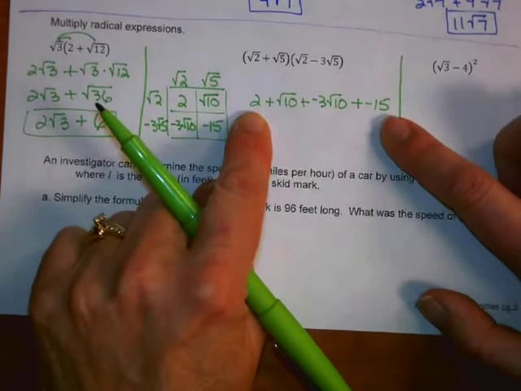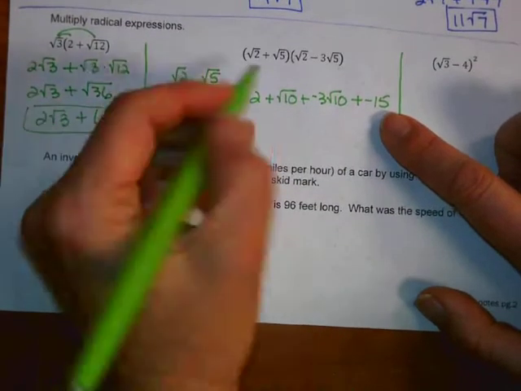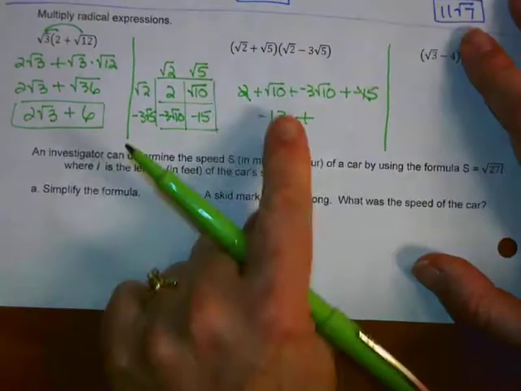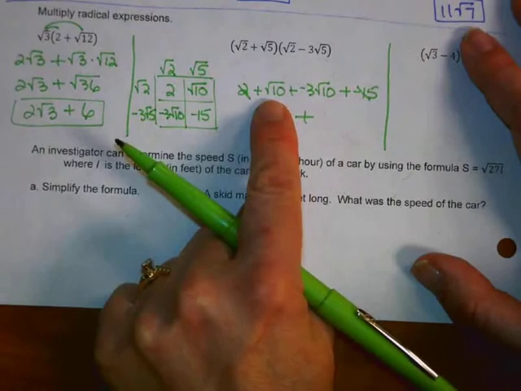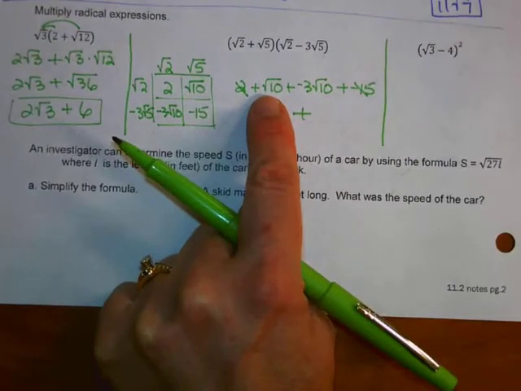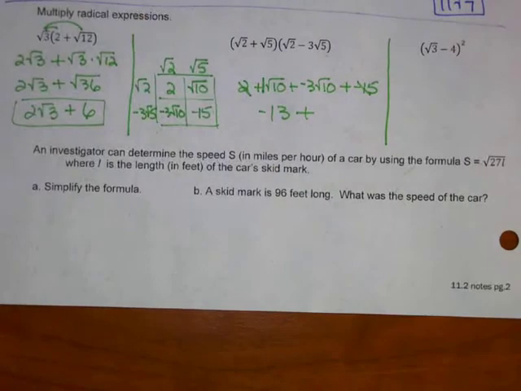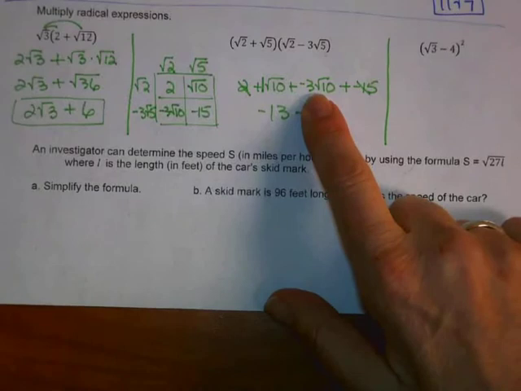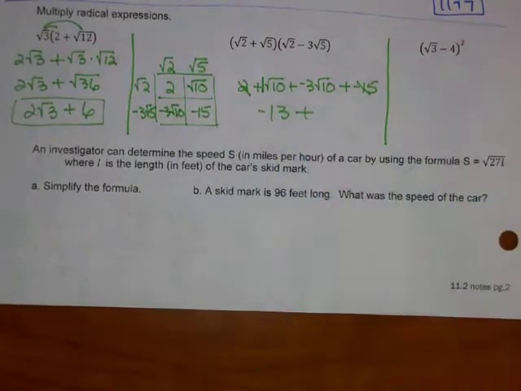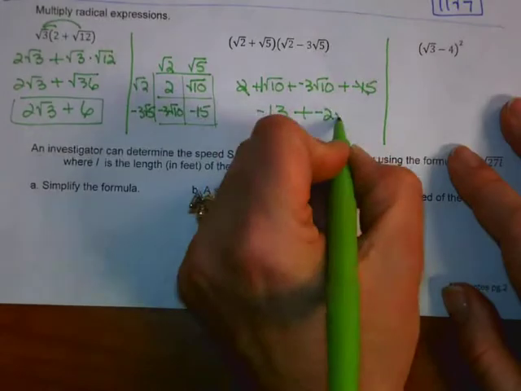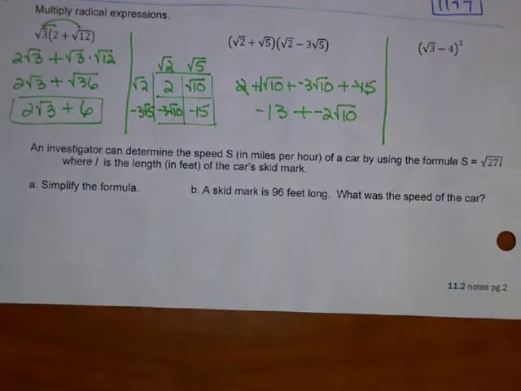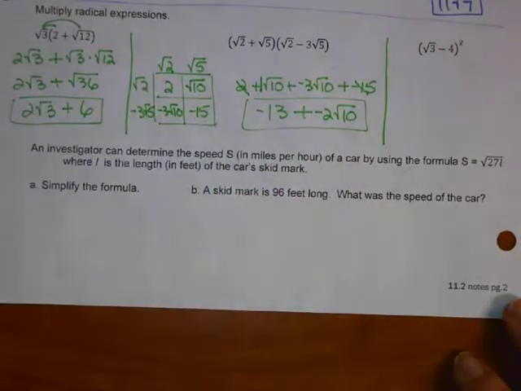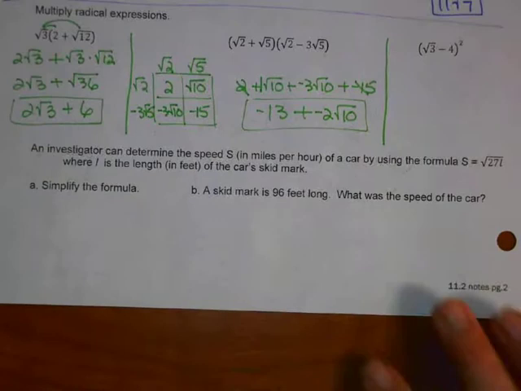What's 2 plus negative 15? Yeah, I'm going to combine those because I can. That's negative 13 plus. How many square root of 10s do I have here? Right here, 1. There's a 1 there. Plus negative 3 square root of 10. So it's just negative 2 square root of 10. Combining like terms. And that's as far as you can go. There are no more alike terms. You can't combine anything else. That's it.